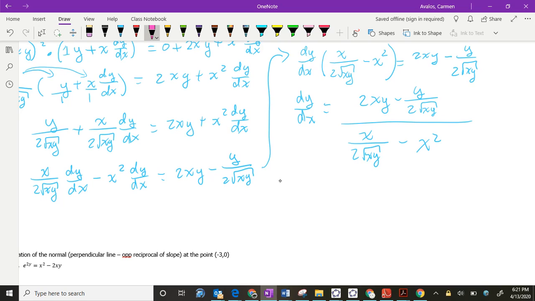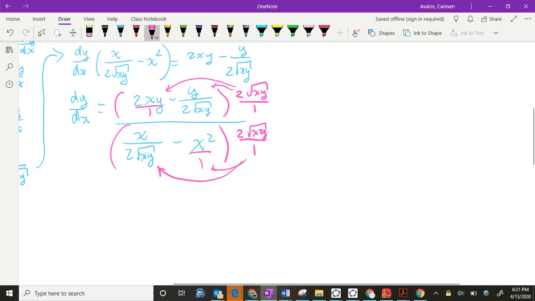So in order for us to do this, this is over 1, this is over 1. If you notice all the denominators, this is 1, 2 square root of x times y, 2 times the square root of x times y. So they have a common denominator of 2 square root of xy. So I'm going to do that. I'm going to multiply this by 2 square root of xy over 1, and I'm going to multiply this one here also by 2 square root of xy over 1. And then you're going to distribute this to both terms.